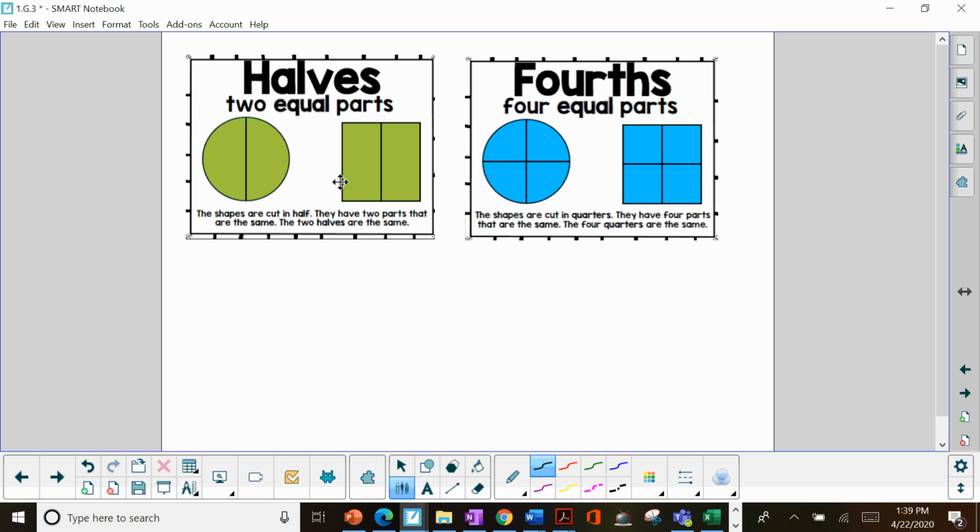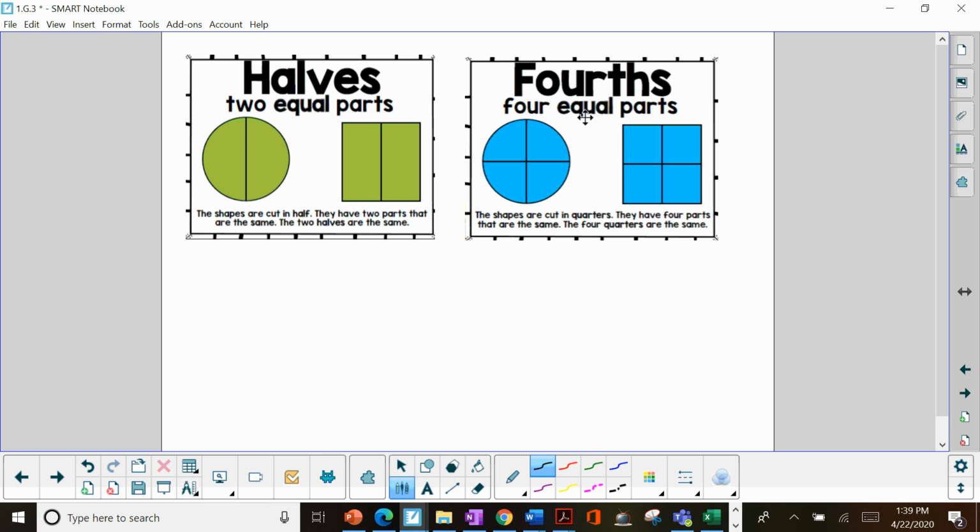So halves are 2 equal parts, and the shapes are cut in half. They have 2 parts that are the same. The 2 halves are the same. These are the same size. Those are called equal parts. They have to be the same size.